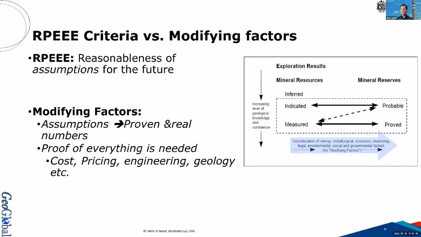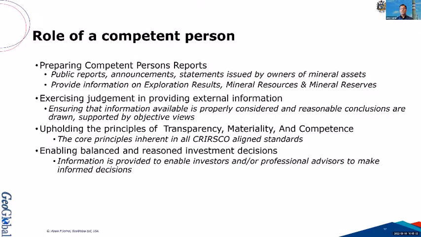The cost, pricing, and engineering. What I mean by proof is this: you have to cite the source, tell the investor, and make a note about where you get the information. That's the responsibility of this competent person, to ensure that all the relevant information is released transparently. So what a CP does is prepare the competent person reports. These are public reports, and they're all different types of reports. It provides right and correct information to the investors.